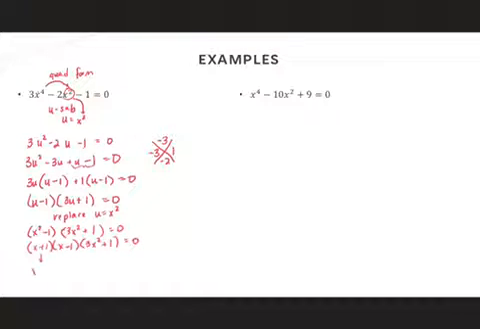So from here, I'm running out of space, so I'm going to assume you went through the zero product property. So x is negative 1. From here, x is positive 1. And from here, you're going to get x is plus or minus the square root of negative 1/3, which if you rationalize is going to give you plus or minus i radical 3 over 3.